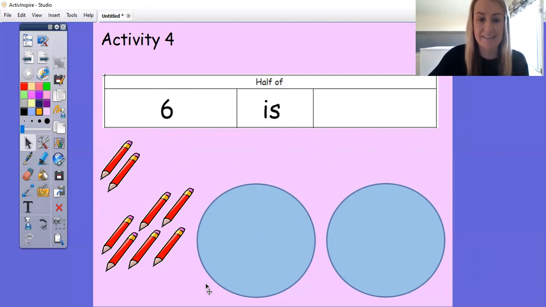Once you've got your 6, we want to find half, which we know is sharing into 2 equal groups and counting one of those groups. Don't forget to share them one at a time so that you know exactly where you're up to. You ready to help me?